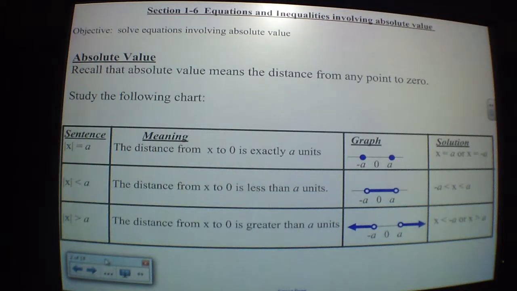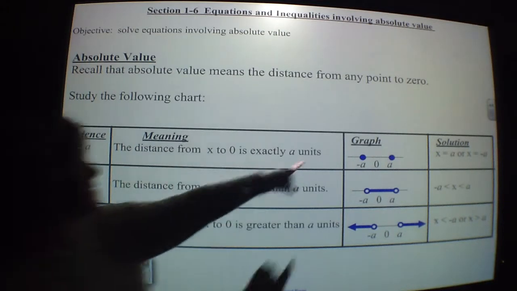So if it's equal to, it's at 2 points. If it's less than, it'll be in between positive and negative. If it's greater than, it'll be greater than the positive or less than the negative. So you need to know this.